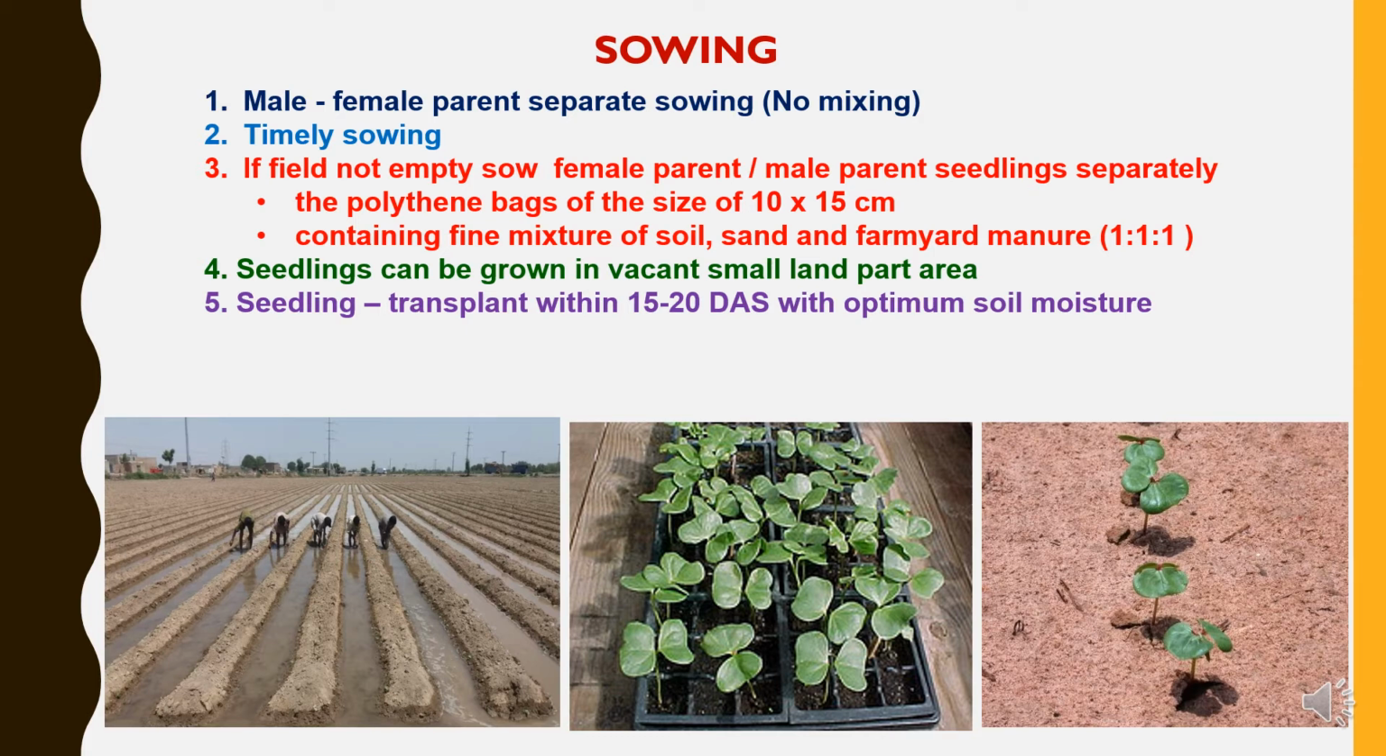Seedlings can be grown in a small vacant area and transplanted later. The seedlings can be transplanted within 15 to 20 days after sowing with optimum soil moisture. So raising seedlings is one of the methods we can opt for, for transplanting if the field is not vacant, and we can transplant the seedlings after proper growth when the field is available to be sown.